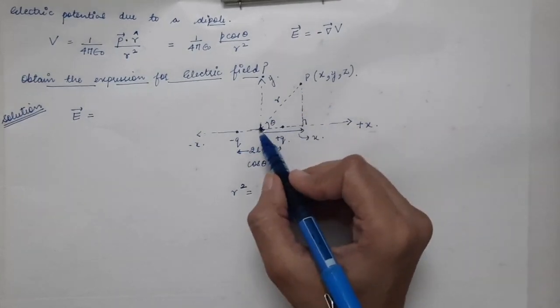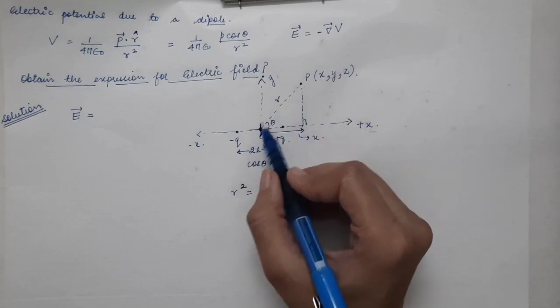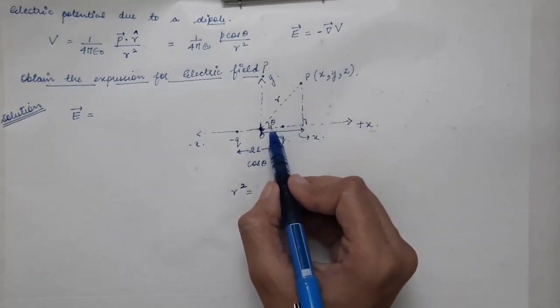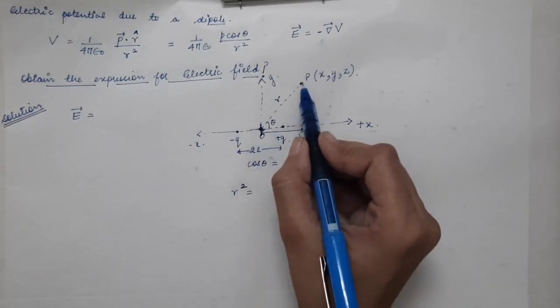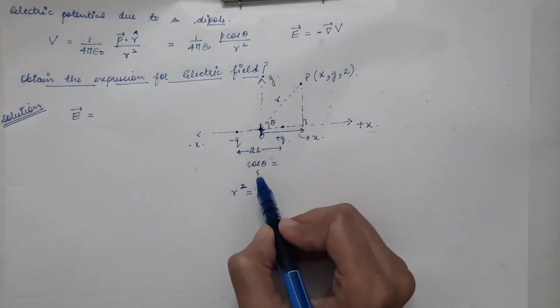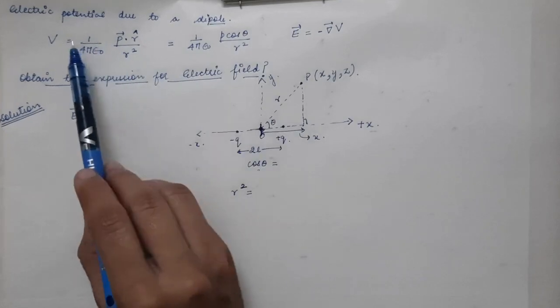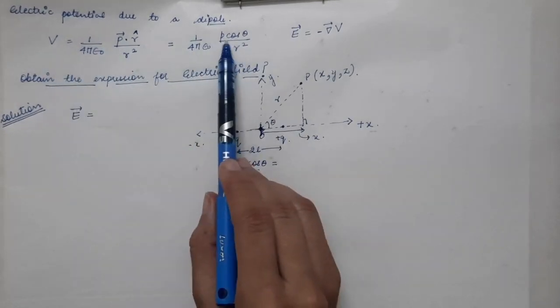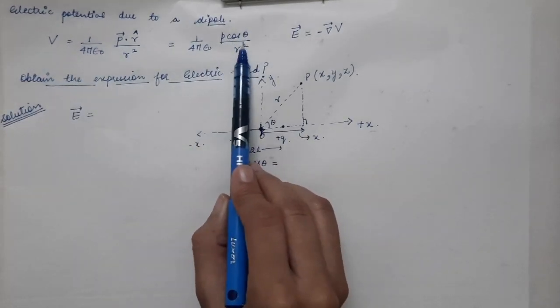Now in this particular right angle triangle, we have theta and we have x, and we have this length as r. So what will be cos theta in this case? Because in the expression of potential we have p cos theta, so we need cos theta.